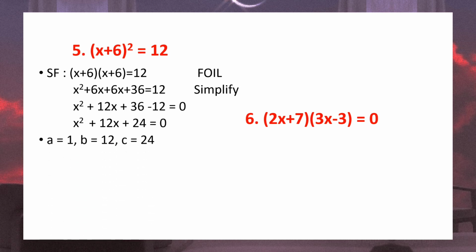Now the values of a, b, c here in this equation are a equals 1, b equals 12, c equals 24. And for number 6, so when you were in grade 8, this is termed as product of binomials. So in finding the product of binomials, you will also use the FOIL method.